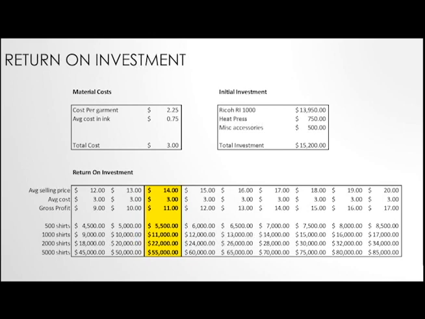But if you're paying somebody to do the printing, say you have a kid that comes in after school and does the printing for you, factor in his hourly rate to how many shirts he produces so that you can make sure you're coming up with your numbers.